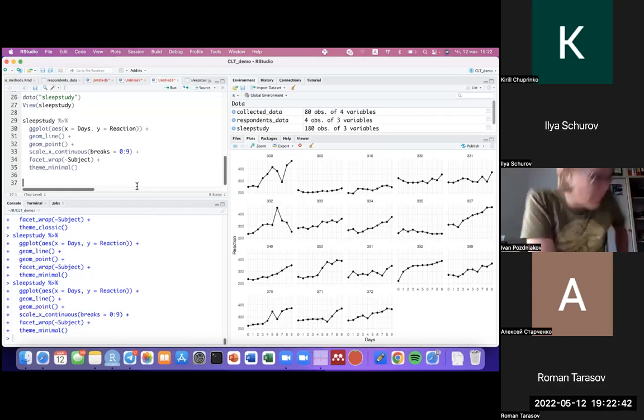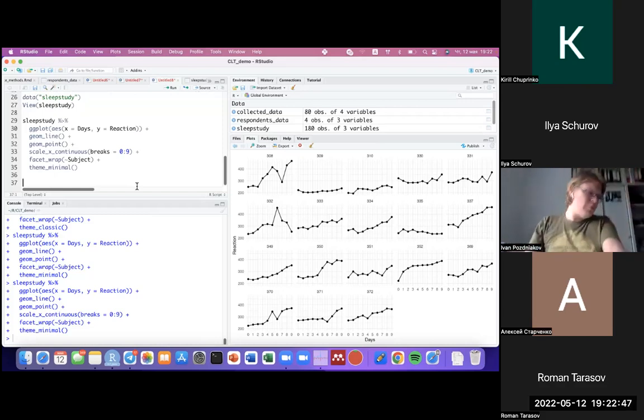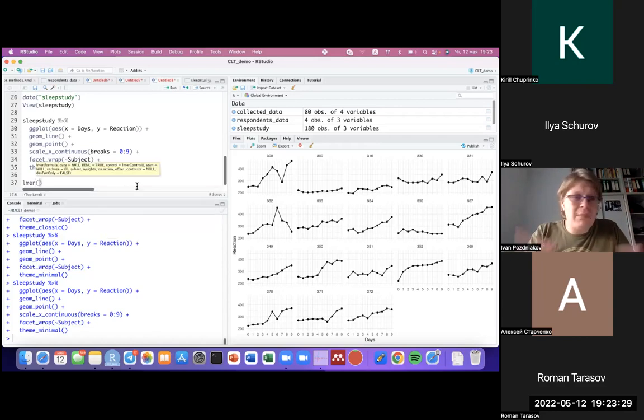So let's start with the most simple model that we actually know how to do. In our model, we want to explore how day of sleep deprivation influences reaction time, and include in the model that every person has his own average reaction time. Okay, I want you to help me write this model. Yes, let's start and do it step by step.